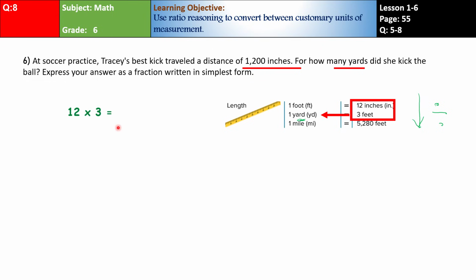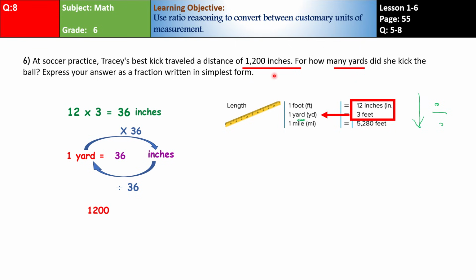So what do we have here now? 12 times 3 is 36 inches. 1 yard has 36 inches. Now, the same trick: if you have to convert yards to inches, what will you do? Times it. But if you have inches and you are going to convert backward to yards, what will you do? Divide. So in this case, we are provided with the inches, so we will divide 1200 by 36. It will give us 33.3 yards.